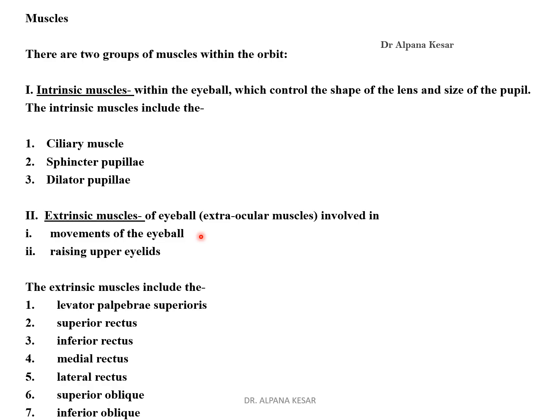Extrinsic muscles of the eyeball are also known as extraocular muscles of the eye. They help in controlling the movements of the eyeball and raising the upper eyelids. The extrinsic muscles are levator palpebrae superioris, which helps in raising the upper eyelids, and the muscles that bring about movement of the eyeball include the four rectus muscles, that is superior rectus, inferior rectus, medial rectus, and the lateral rectus, and two oblique muscles, that is the superior oblique and the inferior oblique.